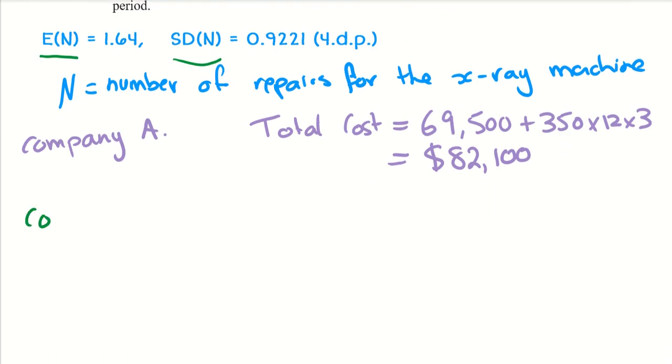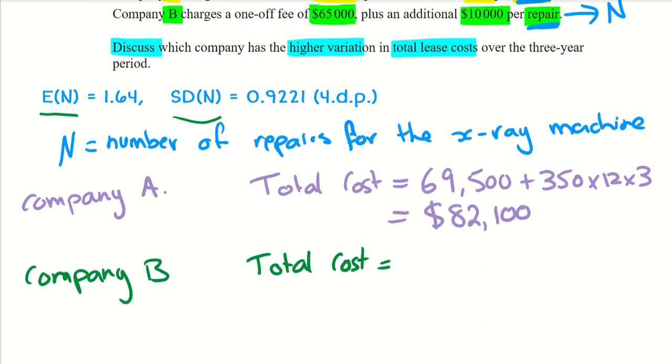Now let's have a look at company B. For our total cost equation for company B, we are told it's a one-off fee of $65,000 plus an additional $10,000 per repair, so times N, which is the number of repairs of that X-ray machine. So those are the two equations. Now what we need to do is discuss which of those has higher variation in the cost.